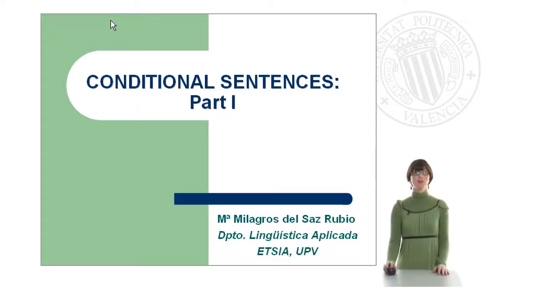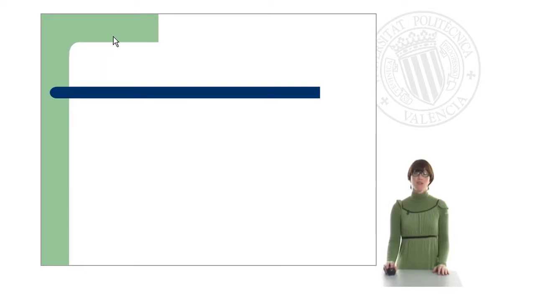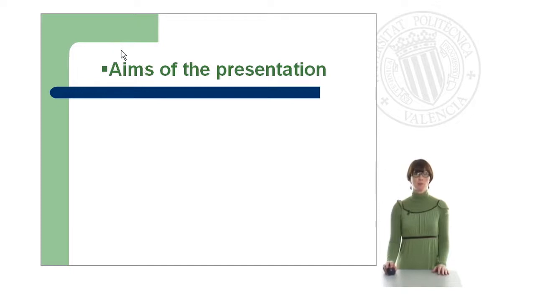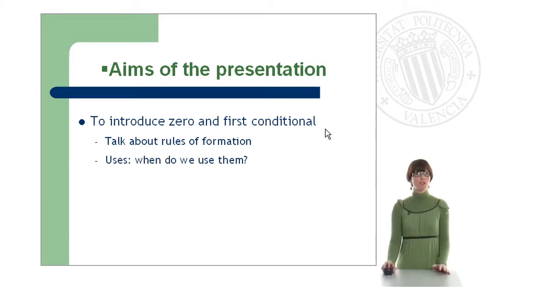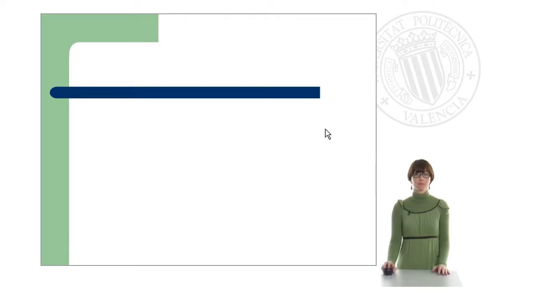Hello, today we're going to talk about conditional sentences, part 1. The aim of this presentation is the following. We're going to introduce two types of conditional sentences, zero and first conditional. We're going to have a look at the rules of formation, and at the uses of these sentences. Finally, we're going to provide some practice to illustrate the theory just explained.